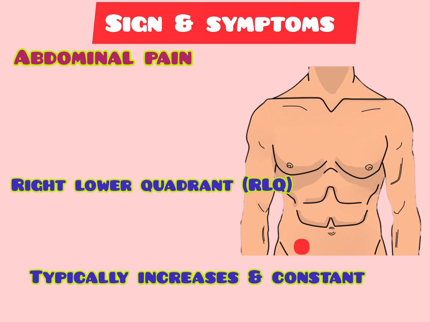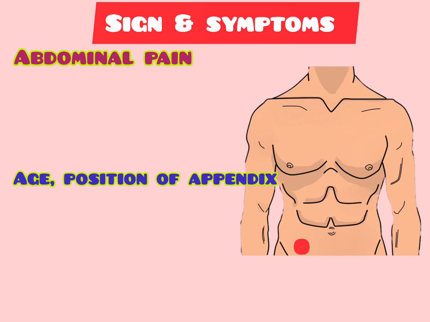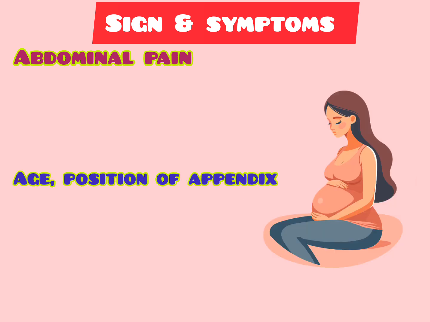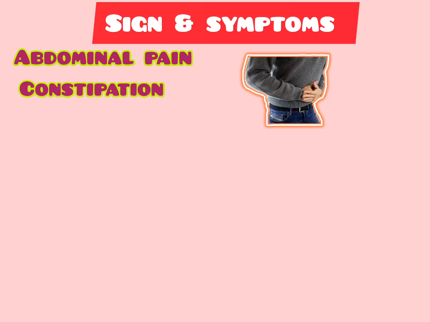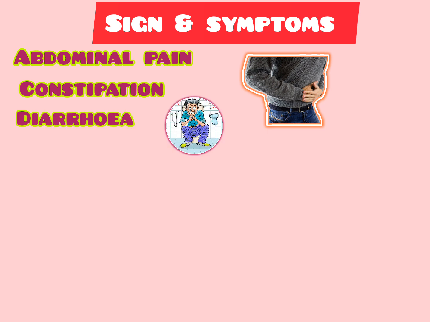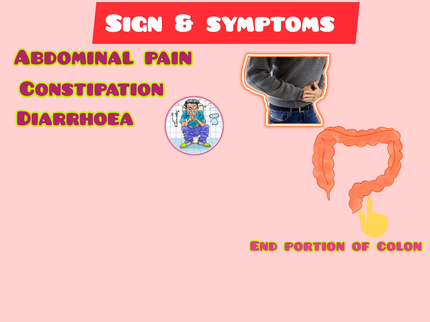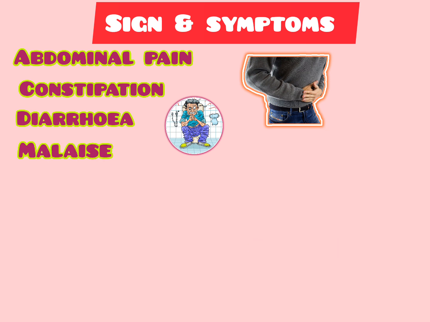The site of the pain may vary depending on age and the position of the appendix. In pregnancy, the pain may seem to come from the upper belly because the appendix is higher during pregnancy. Constipation. In appendicitis, the body redirects blood flow from your bowels to the appendix. This causes decreased bowel movements, which leads to constipation. Diarrhea. This may be due to inflammation of the appendix irritating a portion of the colon. Malaise. It means feeling generally unwell.